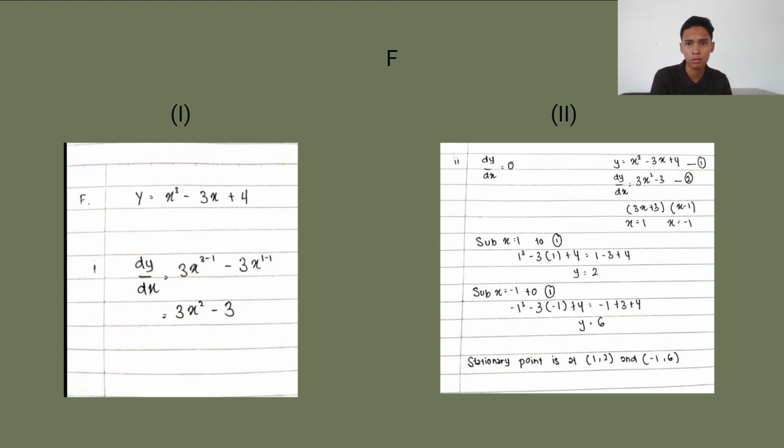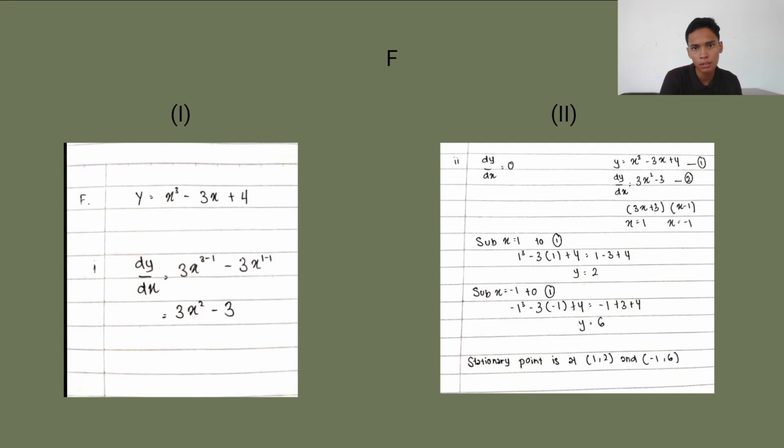Hello and good evening, guys. Today I want to explain the question for F. So number 1, y equals x cubed minus 3x plus 4. So differentiate: 3x to the power of 3 minus 1 minus 3x to the power of 1 minus 1. So 3x squared minus 3.